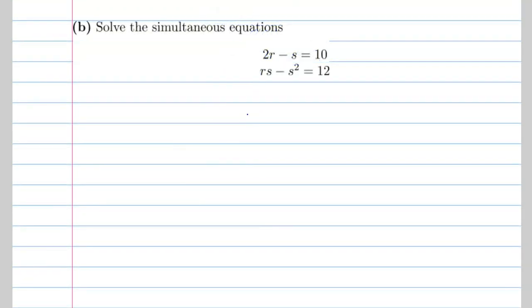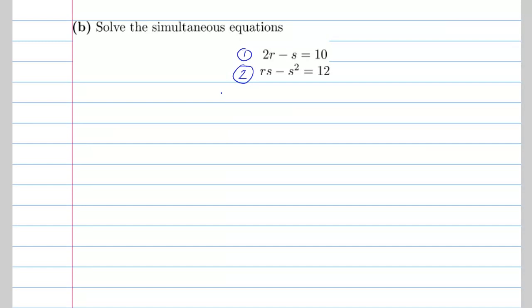Now, part B asks us to solve these simultaneous equations. We have 2r minus s equals 10. I'm going to call that equation 1 for the moment. And we have rs minus s squared equal to 12, and I'm going to call that equation 2.